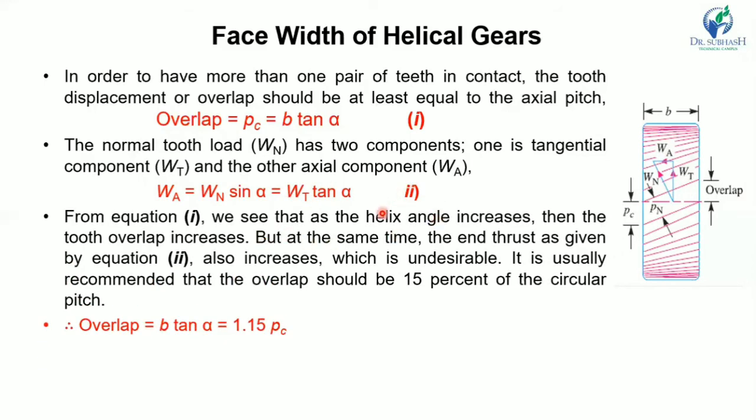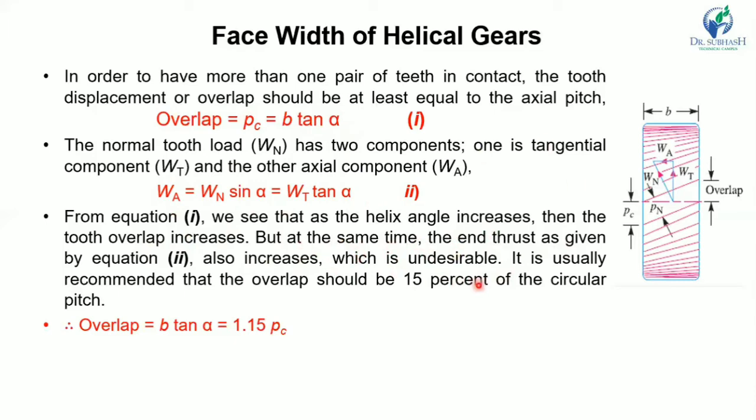From this equation, we see that as the helix angle increases, the tooth overlap increases. If the value of alpha is increased, then the value of tan alpha will be increased, so we can see the overlap will be increased. But at the same time, the end thrust, or the axial force, as given by equation 2, WA, also increases, which is undesirable. The increase of axial load is undesirable.